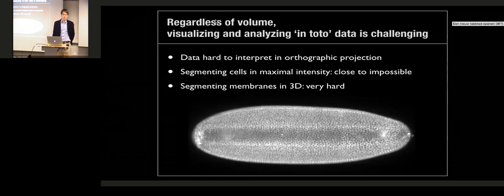But simple projections onto 2D, like a maximal intensity projection, lead to very messy pictures that you cannot work with. And so basically, right, you need to do something else. Or the difficulty of the problem just gets out of control.